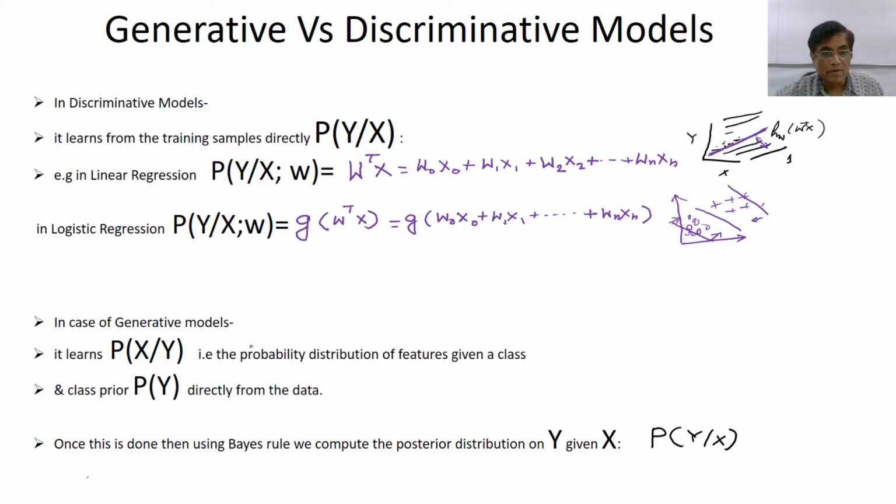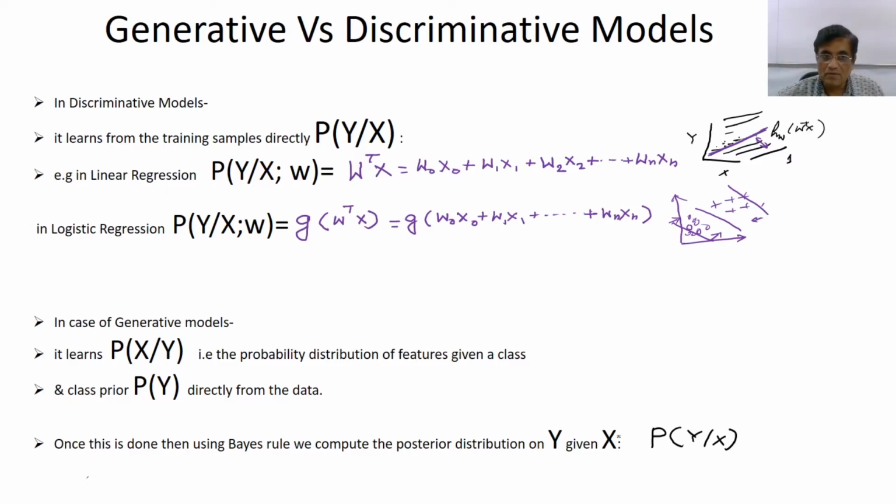In the case of a generative model, instead we do the following. We calculate the probability of a feature belonging to a class. We try to develop this model from the sample, and we also try to calculate the prior class probability from the sample. And after generating this model, we do the discrimination, that is, the prediction.